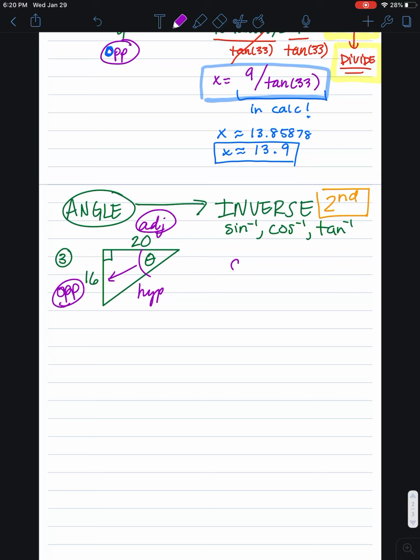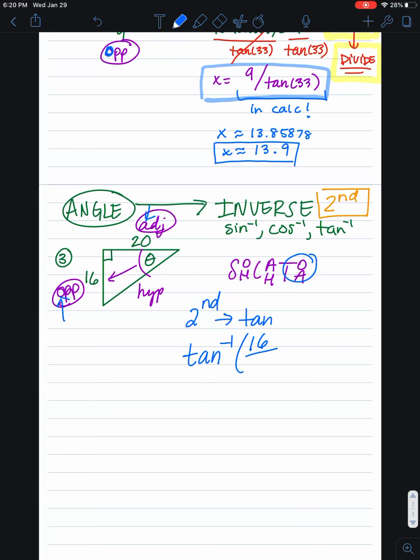All right, now we're going to write out our SOHCAHTOA. So which one are we using here? If we're doing O and A, it's tangent again. But now I have to use inverse. So on your calculator, you're going to type second tan. Got it? It should look like this, tan to the -1. In the parentheses, you put the opposite, which is 16, over the adjacent, which is 20.